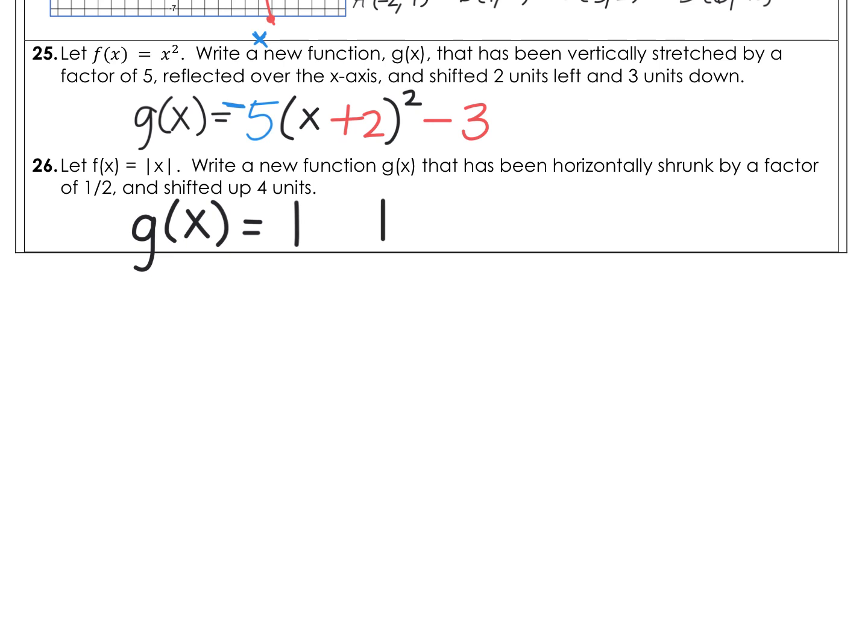Okay. If it's horizontally shrunk by 1/2, when it's inside, you have to do the opposite. So it's 1/2, so flip it. 2. So 2x is the stretch that I have to have in the middle here, not x. Because that's multiplication. Because if I looked at this and I flip it and I get 1/2, and that's how I know it's a stretch, because it's less than 1. Or sorry, a shrink is less than 1. And then it goes up 4, so what do I put at the end? Plus 4. Okay, you're doing it.